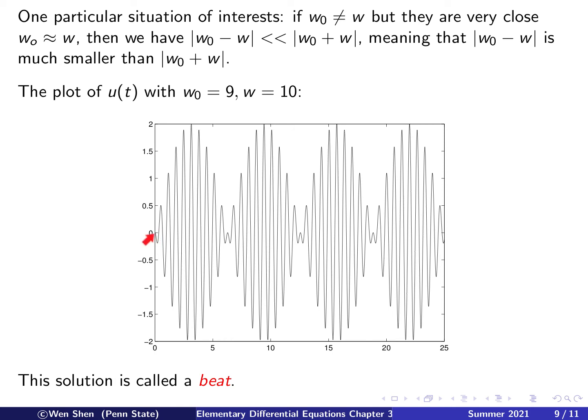So you see an oscillation with amplitude varying. If this were an acoustic wave that you can hear, then you will actually hear a beat, boom, boom, boom. So this phenomenon is called a beat, and we also call this solution a beat.